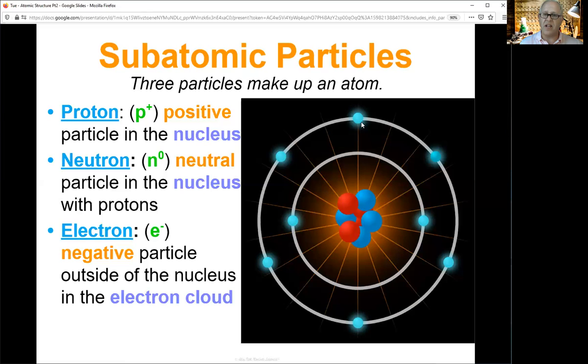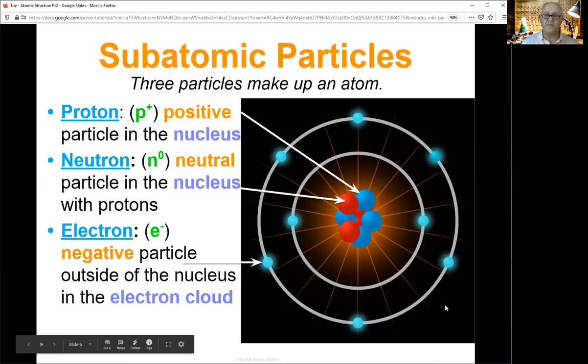Sometimes an electron gets near another electron, and because they're negatively charged, they push each other away. And as they get closer to the nucleus, they're more attracted. You can sketch this in your notes. Now remember, these slides are posted in your Google Classroom, so you have access to them all the time.